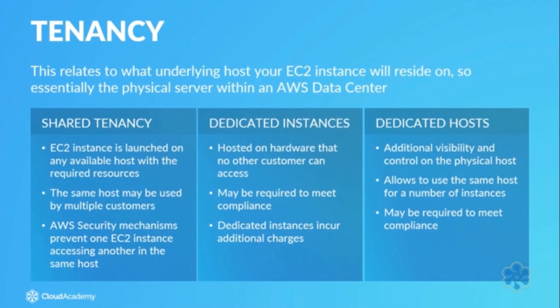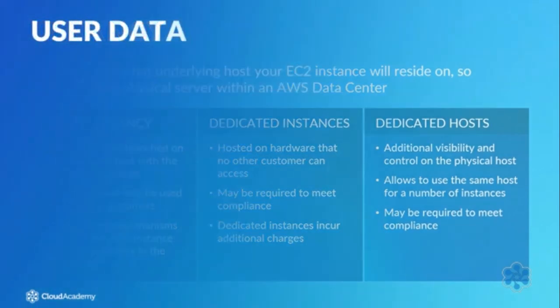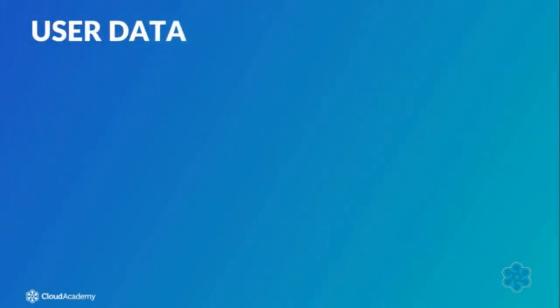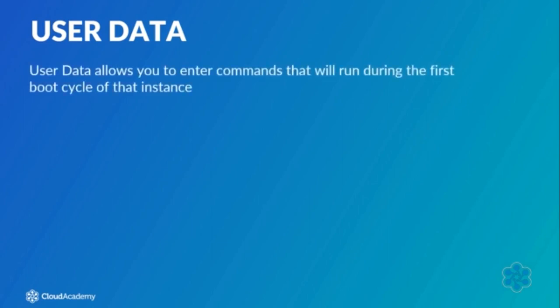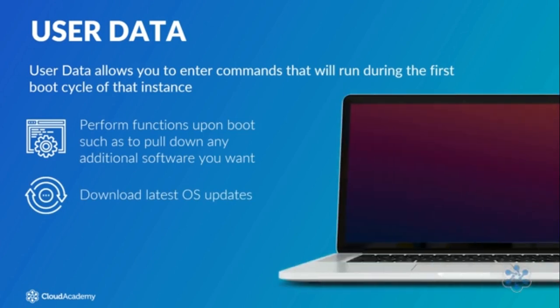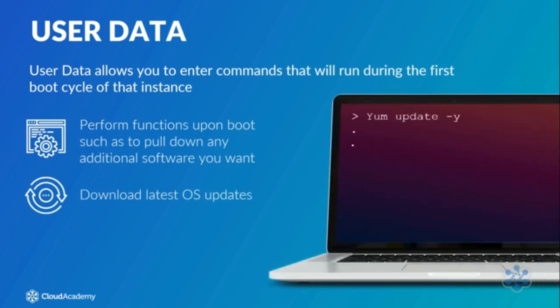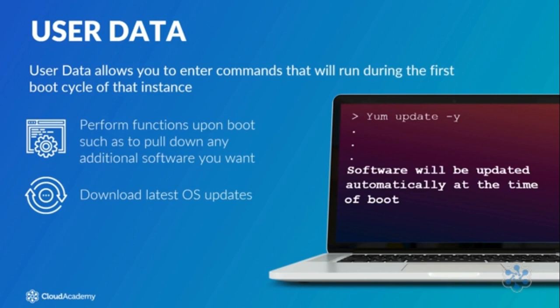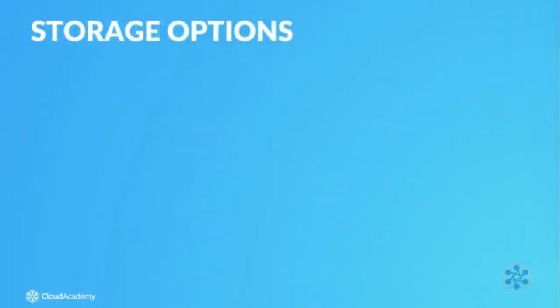User data. During the configuration of your EC2 instance, there is a section called User Data, which allows you to enter commands that will run during the first boot cycle of that instance. This is a great way to automatically perform functions upon boot, such as to pull down any additional software you want installing from any software repositories you may have. You could also download and get the latest OS updates during boot. For example, you could enter yum update -y for a Linux instance, which will then update its own software automatically at the time of boot.